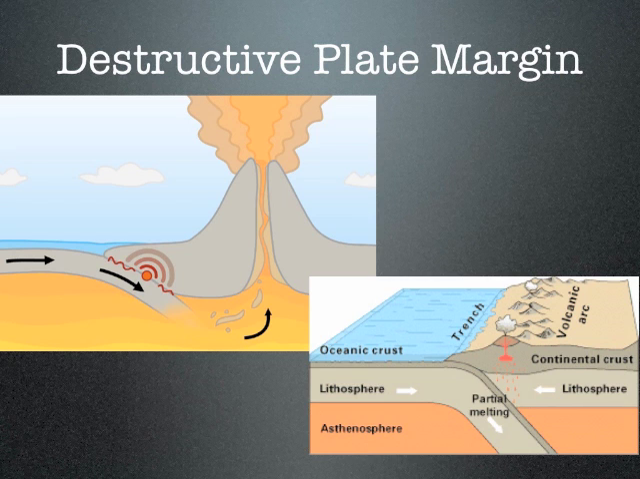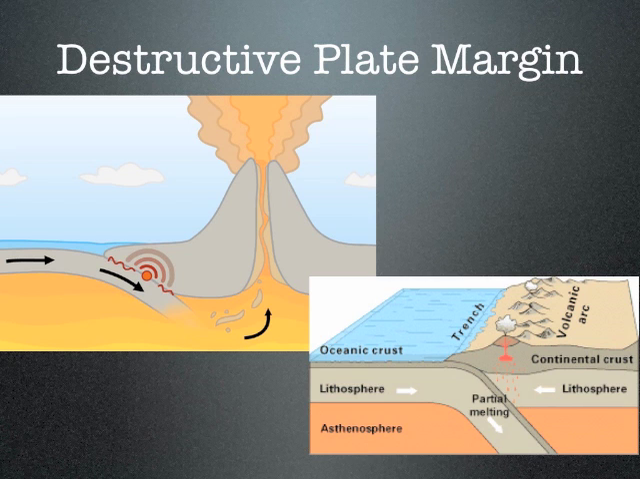This causes the magma to rise up and form a volcano. And in this case, a chain of volcanic mountains, which we call a volcanic arc. Usually, off the continental landmass of a continental crust, we will form an oceanic trench.